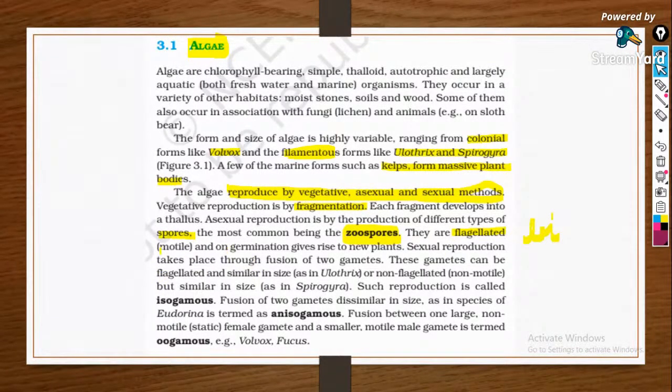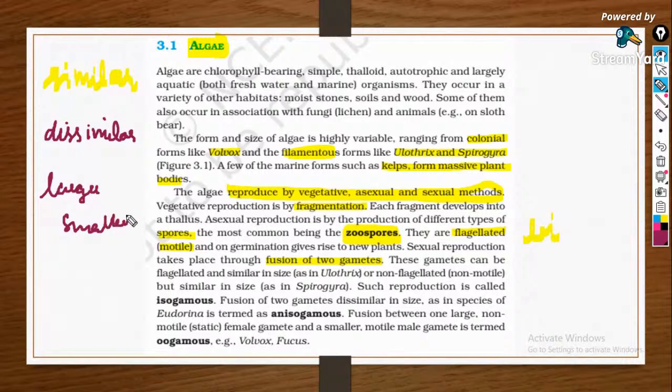Sexual reproduction takes place through fusion of two gametes, that is by means of isogametes, anisogametes and oogametes. Isogamete fusion refers to the fusion of similar shaped gametes. In case of anisogametes, there are two dissimilar gametes, where one gamete is larger and the other smaller.